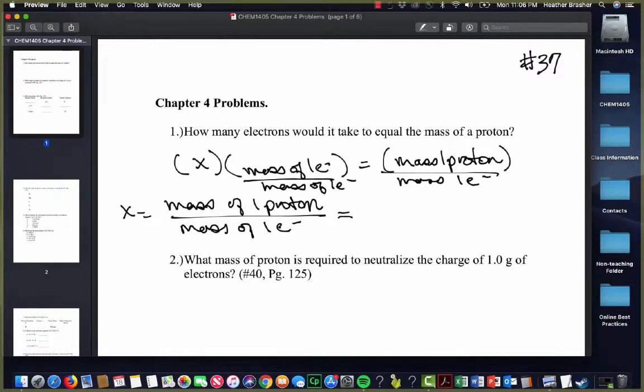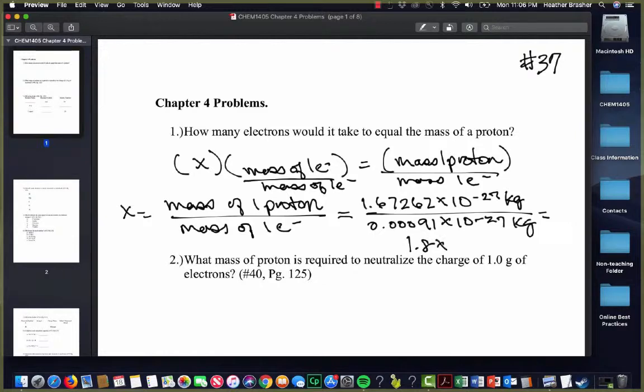And then you would just plug in what you already know from the table, which is 1.67262 times 10 to the negative 27 kilograms over 0.00091 times 10 to the negative 27 kilograms. That would give you the final answer of 1.8 times 10 to the 3. And that's how many electrons you would need to equal the mass of one proton. And that, of course, is two significant figures from the 91.